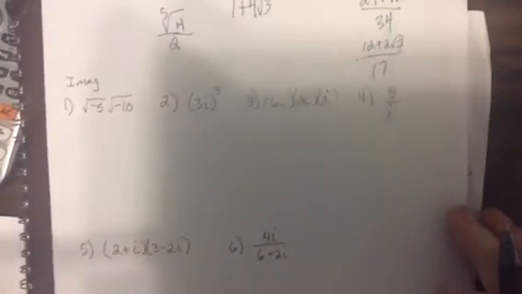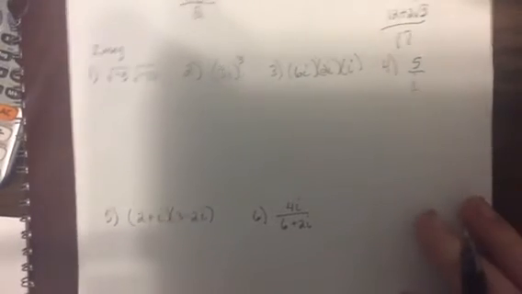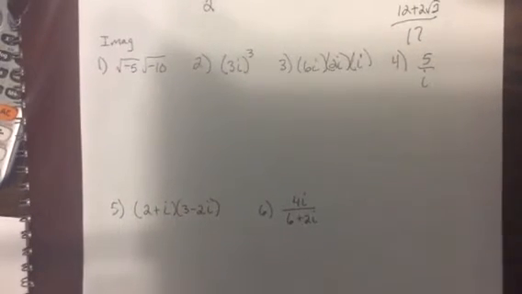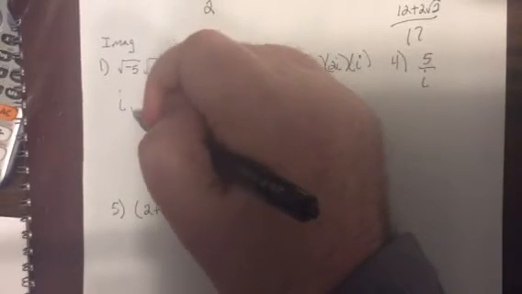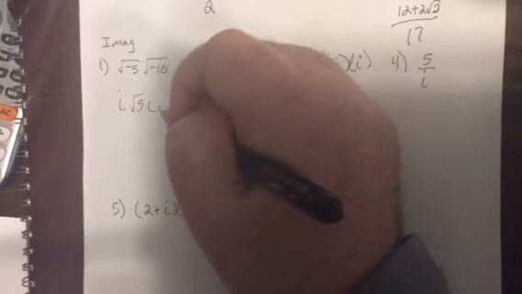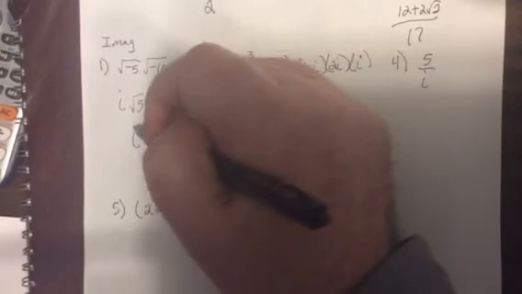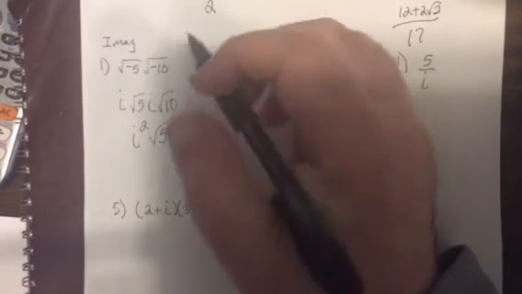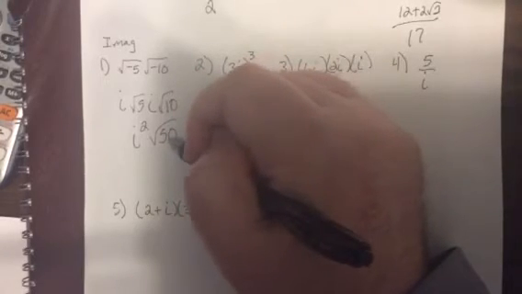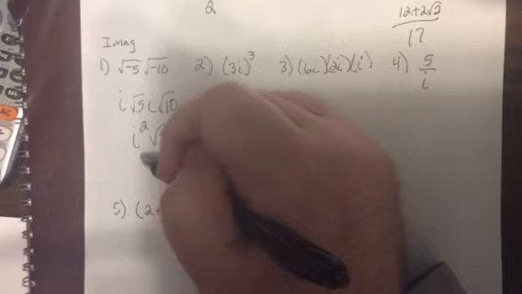Now, here's the imaginary part. It's like you're Peter Pan. Go ahead, turn this off, do that, and I'll do it. Okay, glad you did it. So this would be i square root of 5 times i square root of 10. So it's i squared square root of 50. Now 50 is 25 times 2, and the square root of 25 is 5.